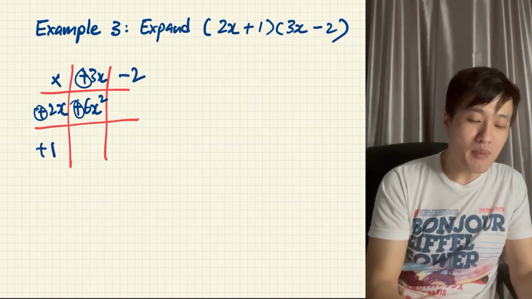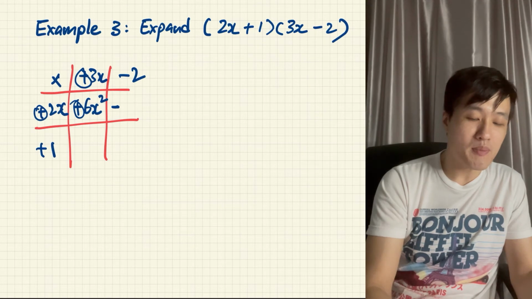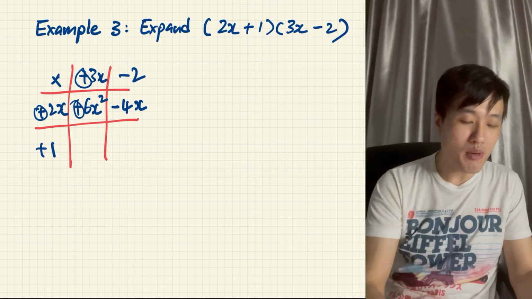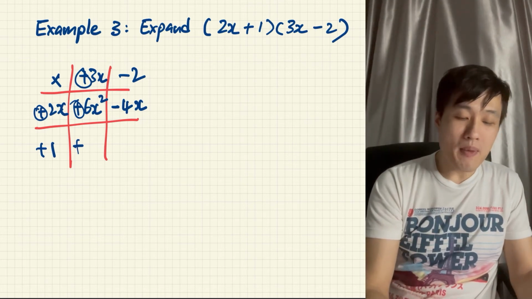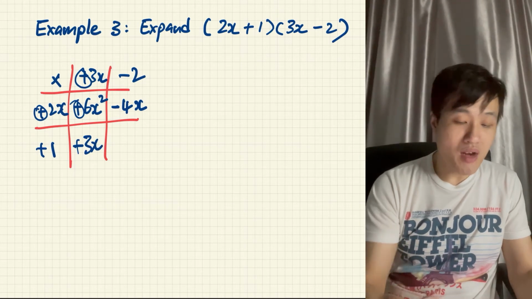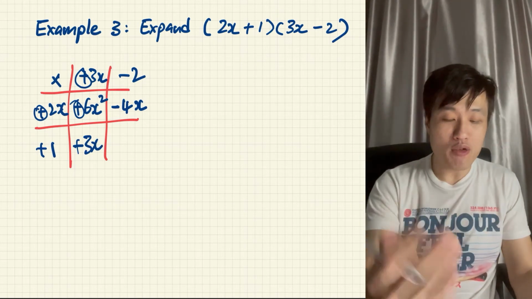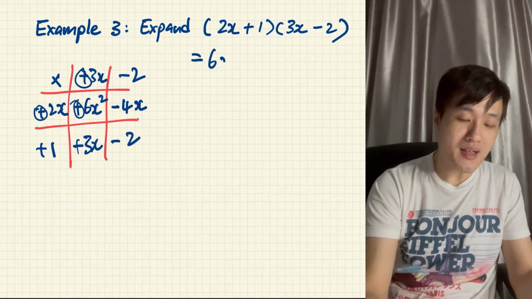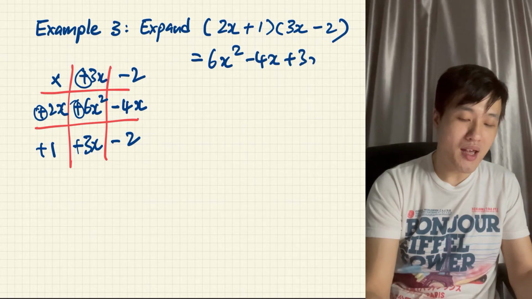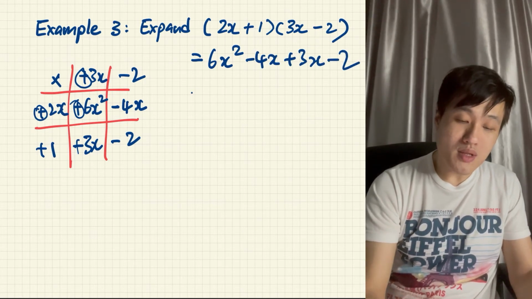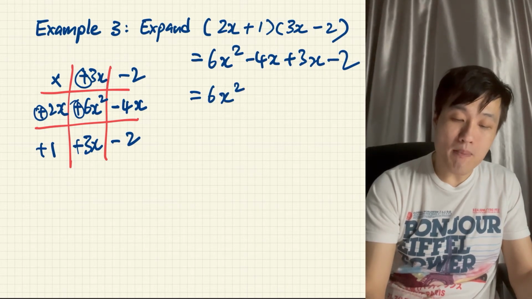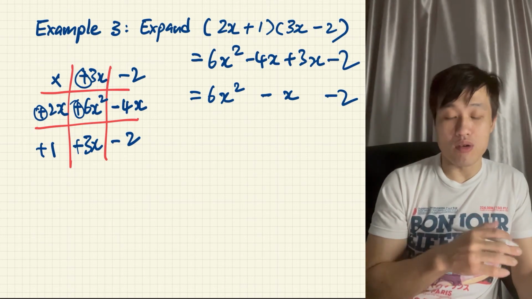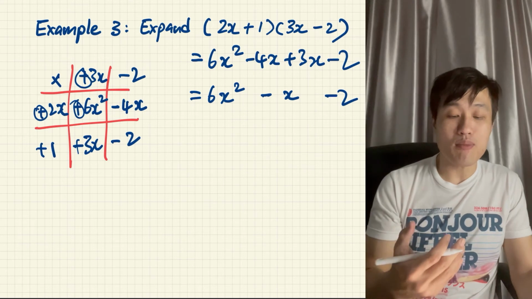Okay, so positive multiplied with negative is going to give me a negative, and then 2 multiplied with 2 is going to give me a 4, and then that is x. Okay, and positive multiplied with positive, still positive. 1 multiplied with 3x is going to give me just, well, 3x. Okay, and finally a positive multiplied with a negative is going to give me a negative 2. Right, and my final answer would be 6x squared minus 4x plus 3x minus 2. Simplifying that would give me 6x squared minus x minus 2, so negative 4x plus 3x is going to give me negative x.